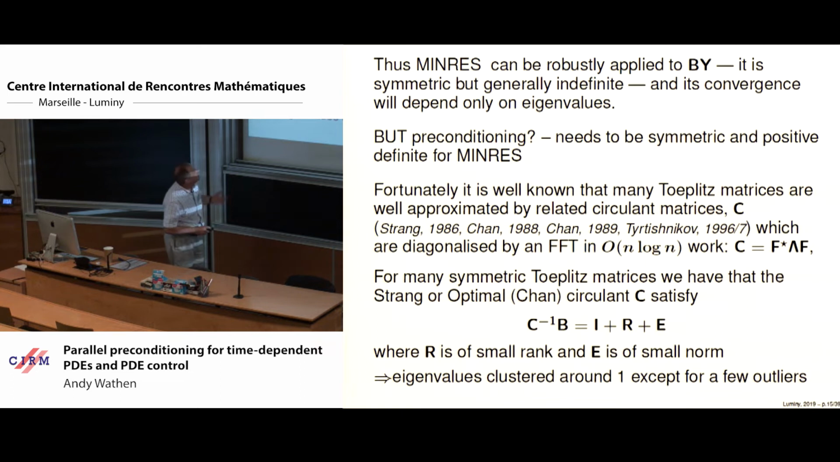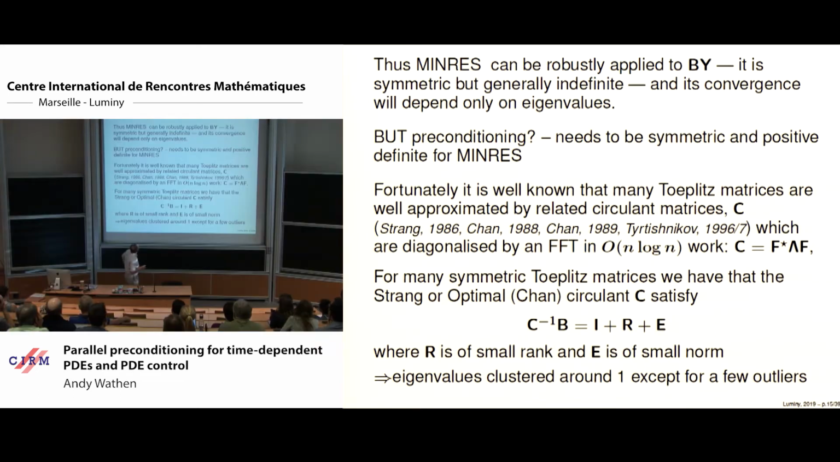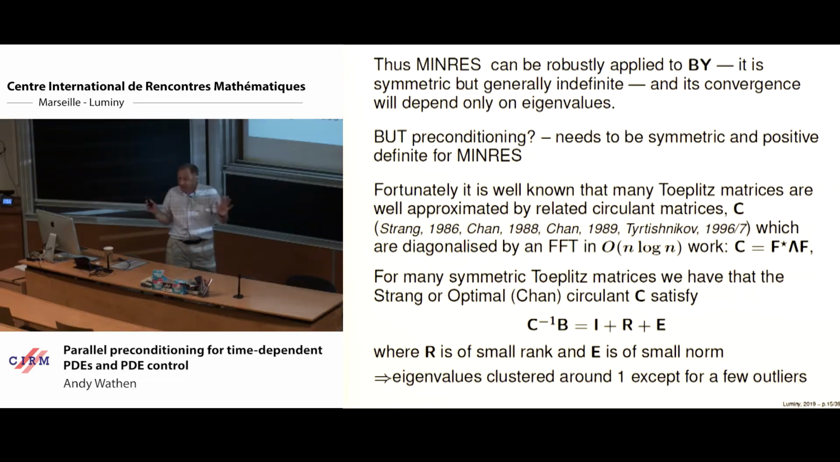MinRes can be robustly applied. It's a symmetric matrix to By. I've never come across such a matrix that's not indefinite. So that's why I'm talking about MinRes. I'm interested if anybody knows of any such example where they're actually positive definite, but I haven't actually looked at it, but it's probably not true, not possible.